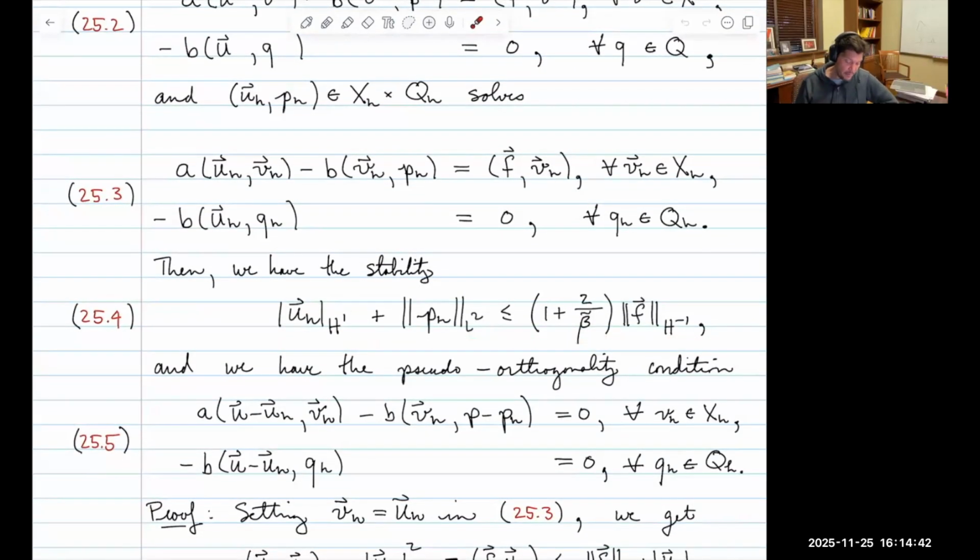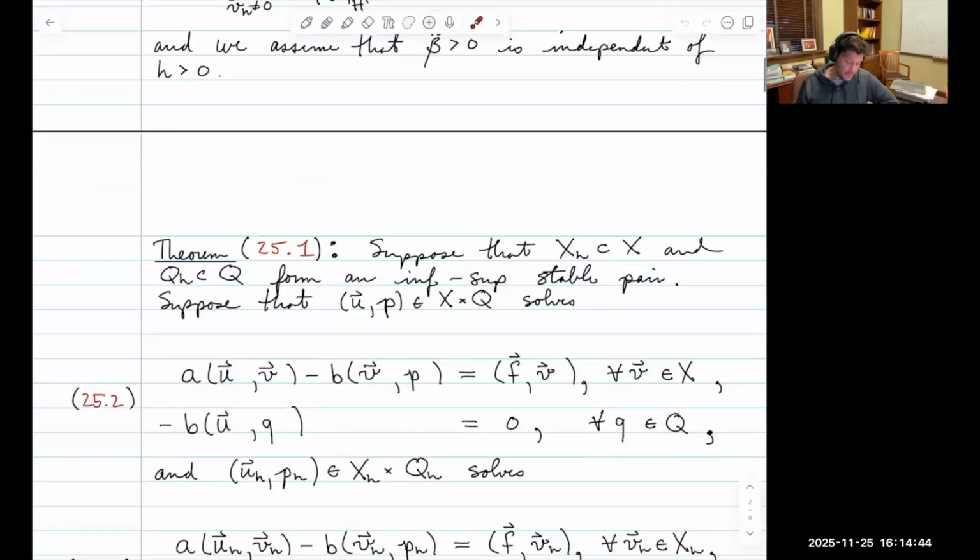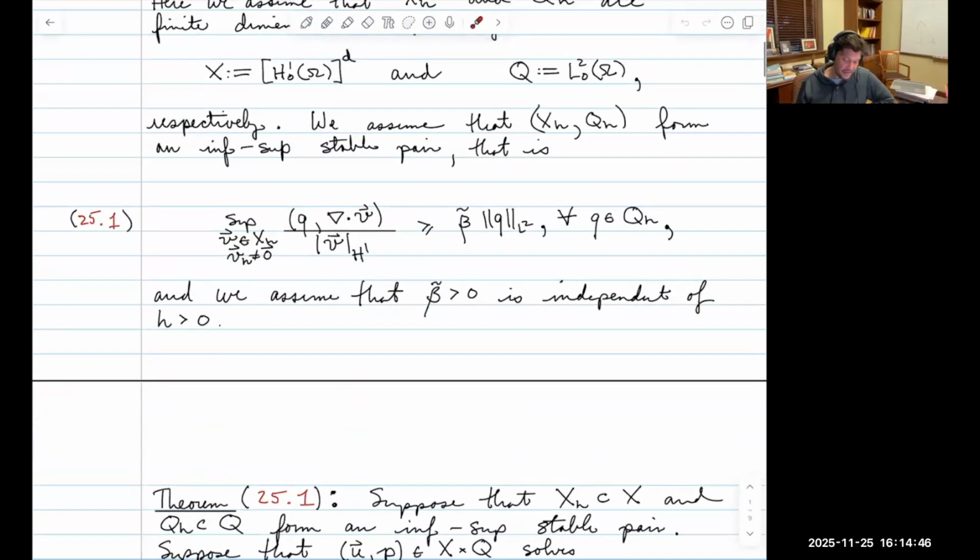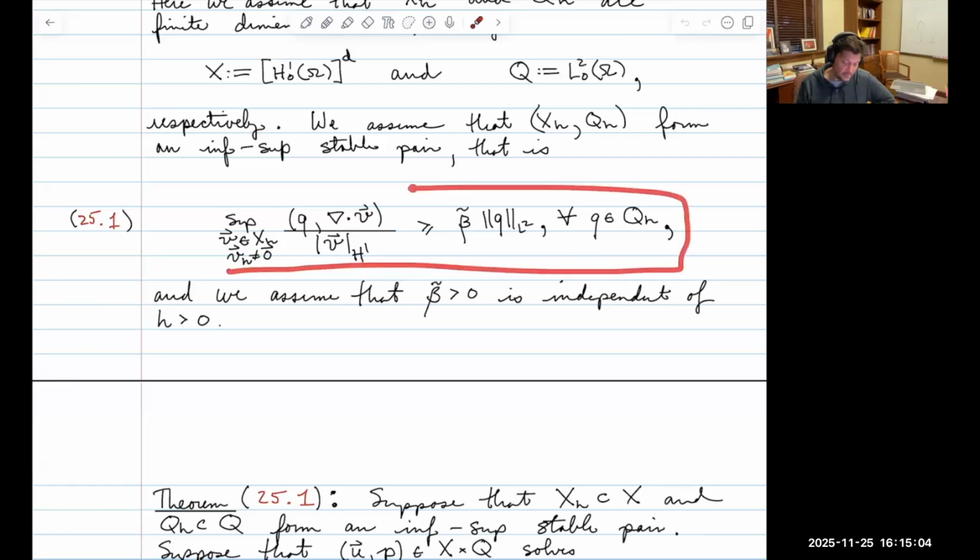Oh, by the way, I want to go back a little bit. Let me back up. I forgot to mention this before, but it is very important for what we want to prove today, and that is a point regarding the inf-sup stability. So here's the statement of inf-sup stability.